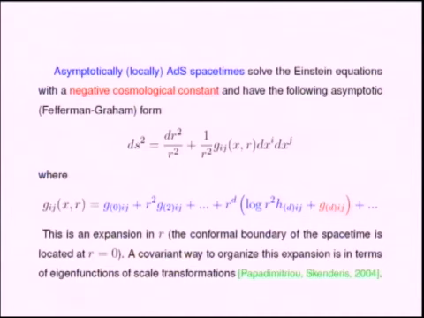So g_0 will be the source for the stress energy tensor, and g_d will be the VEV of the stress energy tensor. A covariant way to organize this expansion is in terms of eigenfunctions of scale transformations, again mirroring what one would do in the conformal field theory. So this was the ingredient that came in this paper.